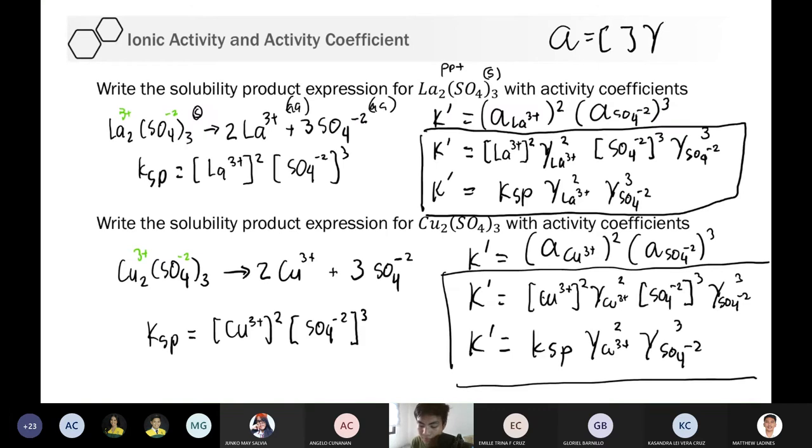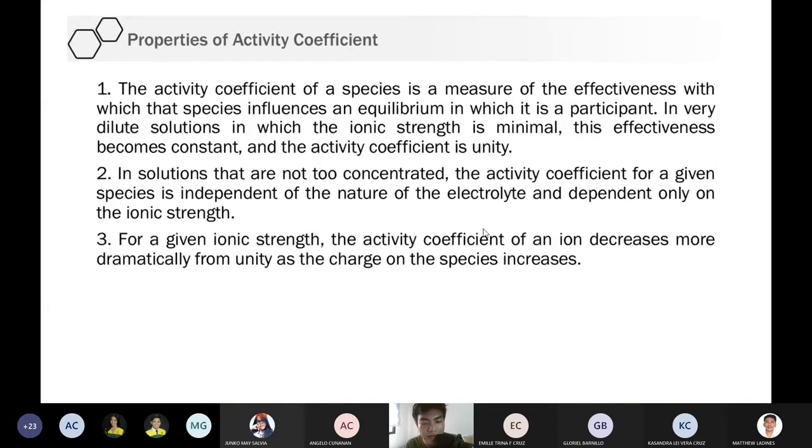Okay? So, let's talk about gamma. Gamma will tell us about the influence of the ions on the equilibrium. So, let's look at some of its other properties. We say here that the activity coefficients are the measure for determining the effectiveness of the influence of your species in an equilibrium system. So, pinapakita natin dito kung ano yung effect ng diverse ion sa ating equilibrium expression.